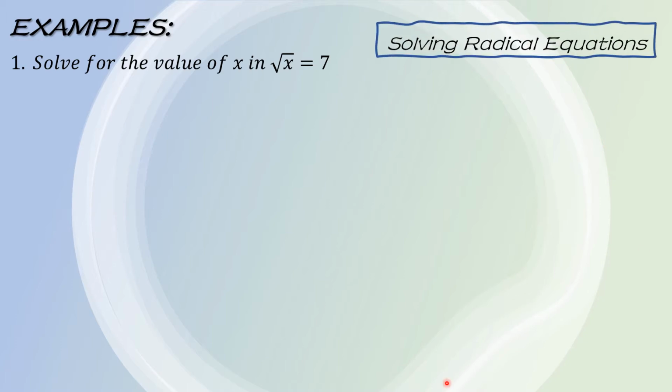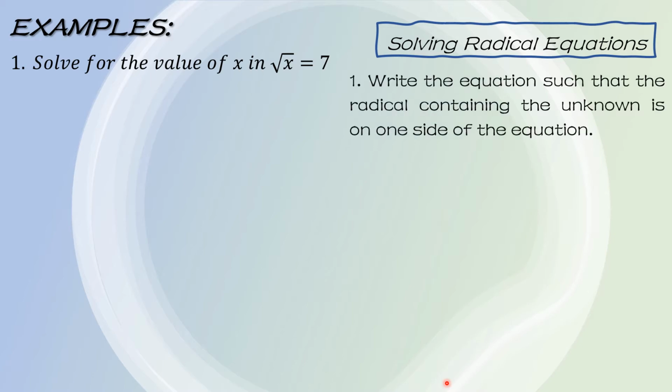So let's now have the examples. Number 1, solve for the value of x in square root of x equals 7. So para mahanap natin yung quantity or yung value ng x dun sa ating given radical equation, we have to follow the rules in solving radical equations. First step is to write the equation such that the radical containing the unknown is on one side of the equation. So, kailangan yung nawawalang value ng x ay nasa one side ng equation.